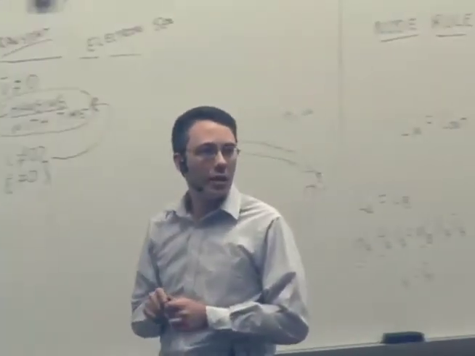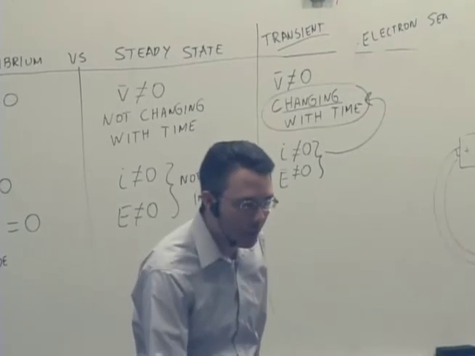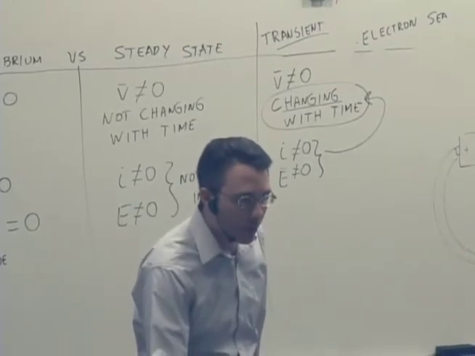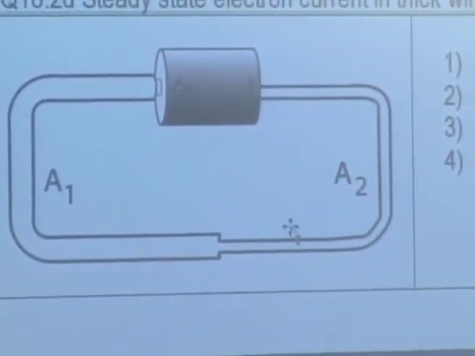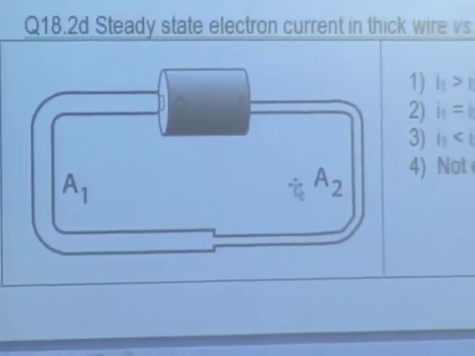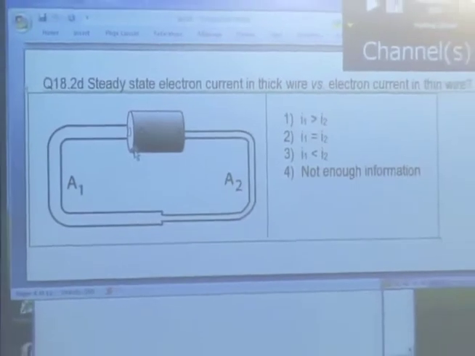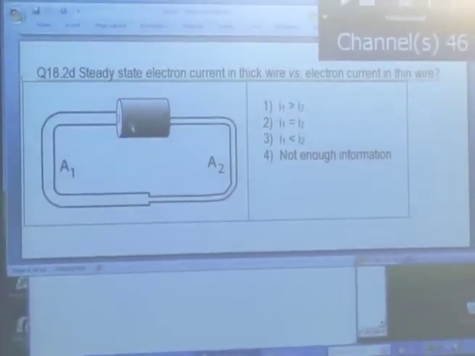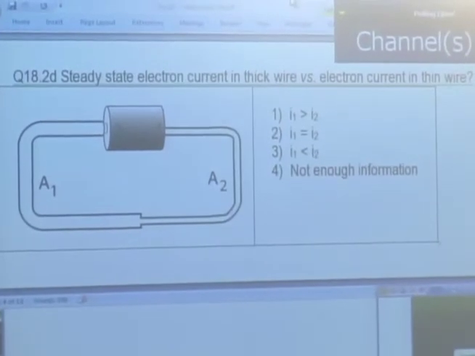Other questions here? Well, let's change it up a little bit. What if we have a circuit where we have a thick wire and a thin wire, just connected in series with the battery, and A1 is bigger than A2. It's the same material, so the density of electrons is the same, the mobility of the electrons is the same. What do we know about the currents in wire 1 versus wire 2?